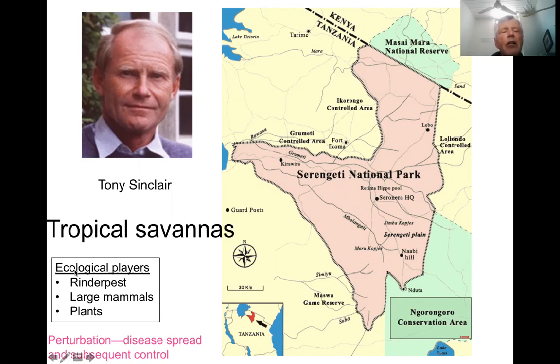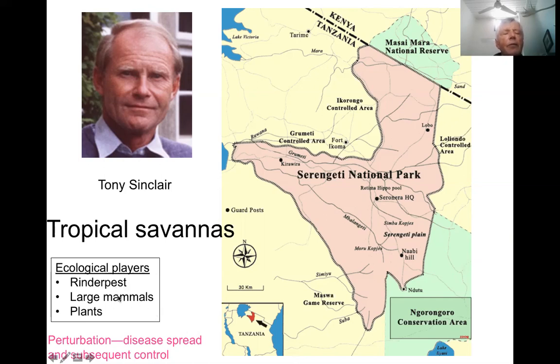The main ecological players are the large herbivorous mammals, the antelopes, the buffalo, the wildebeest, and a whole bunch of other species. A diversity of plants, mostly grasses and herbaceous plants in this system, and trees that are part of this system. And in this case, another important player is rinderpest. This is not a big predatory animal like in the wolf story or in the sea otter story. This is a disease. It is nonetheless a predator.